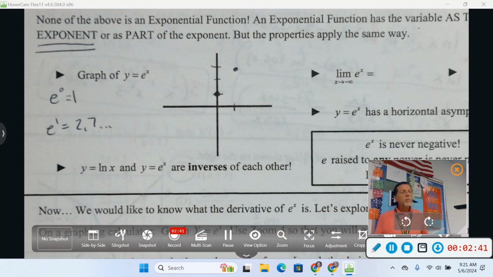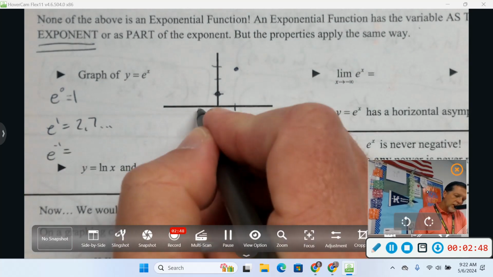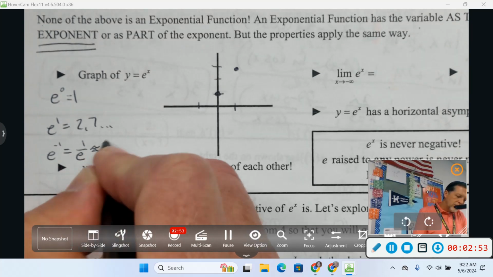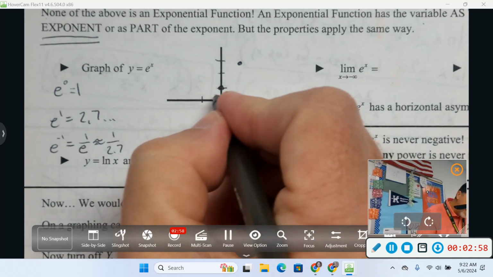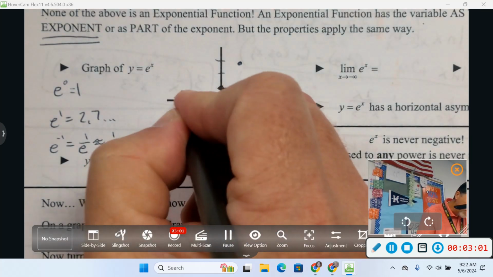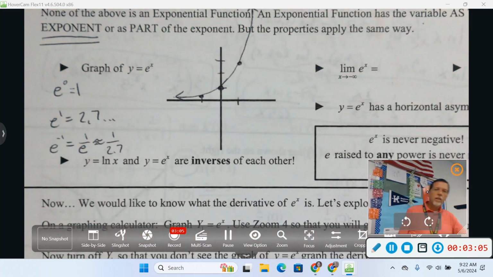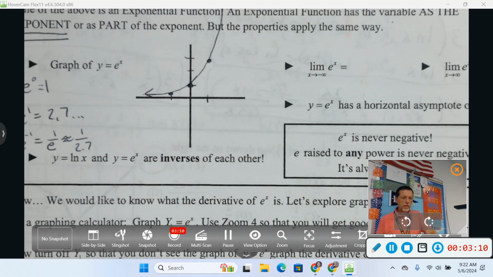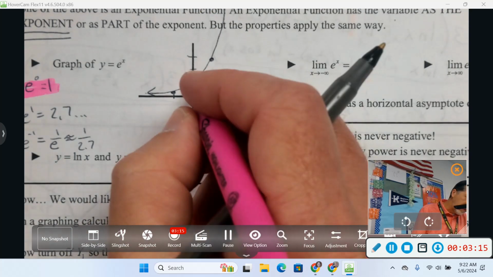I mean, preferably you know what the graph looks like, but if you don't, hopefully you can come up with a few points to remember what it looks like. E to the negative 1 would be 1 over e, just 1 over 2.7, which is roughly 1 over 3, like close enough for this picture anyway. So there's our graph of e to the x. The only point we really look for usually is that e to the 0 equals 1.